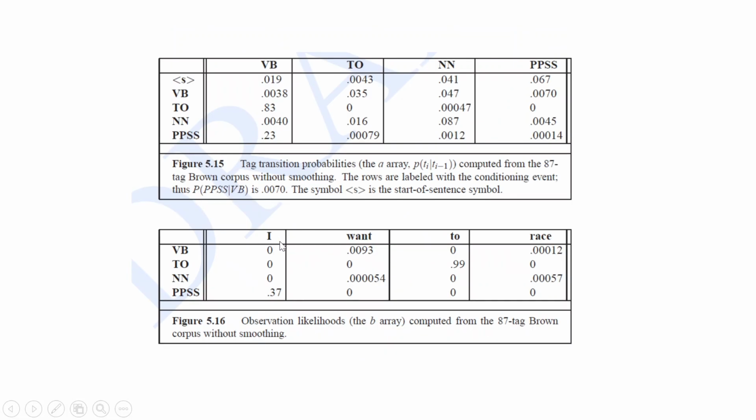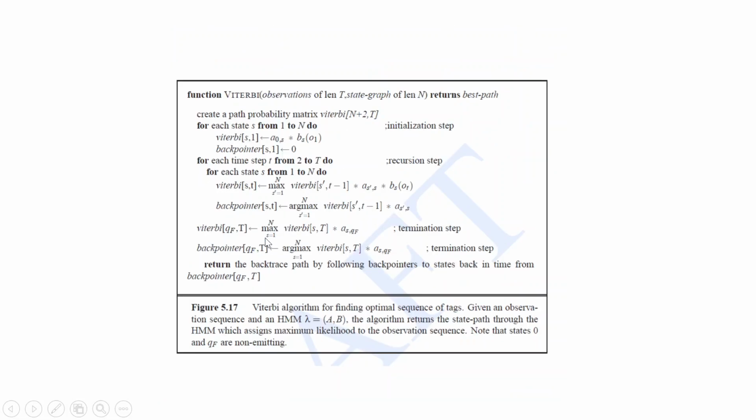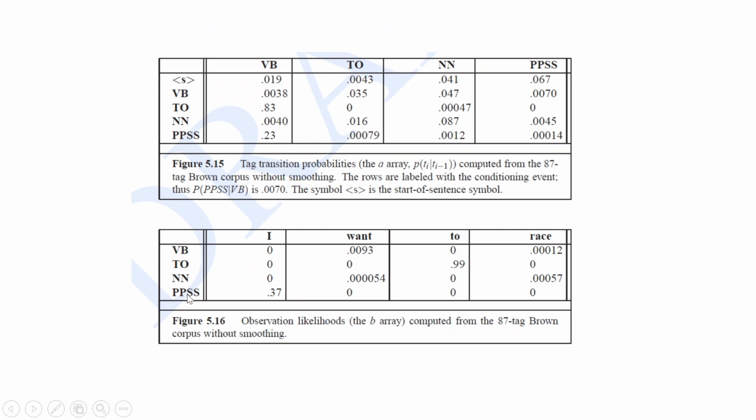That is there in the table. From the start state to PPSS, the transition probability is 0.067, multiplied by 0.37. 0.37 must be the emission probability of the symbol I in this particular state PPSS, which we can look up in the table. PPSS, the emission probability of I is 0.37.